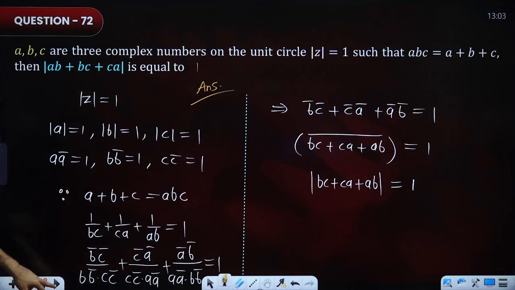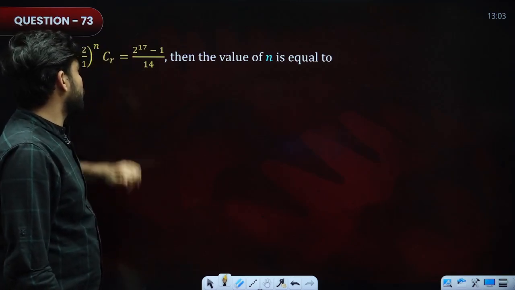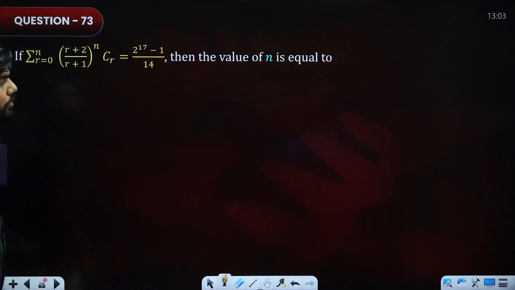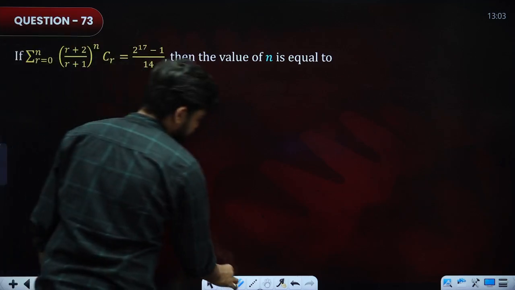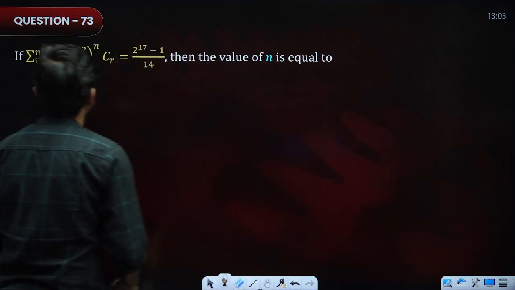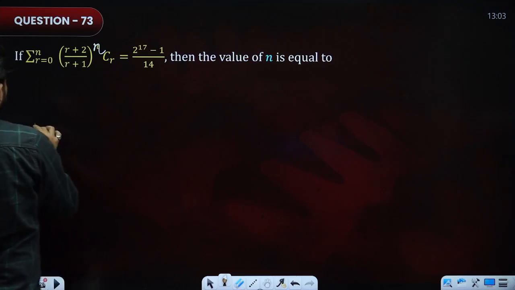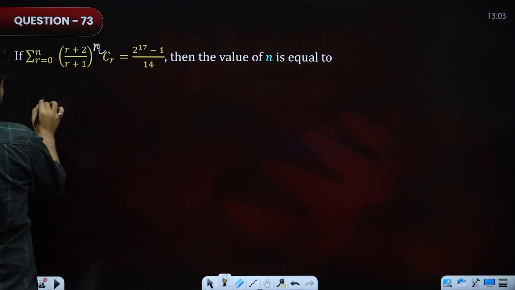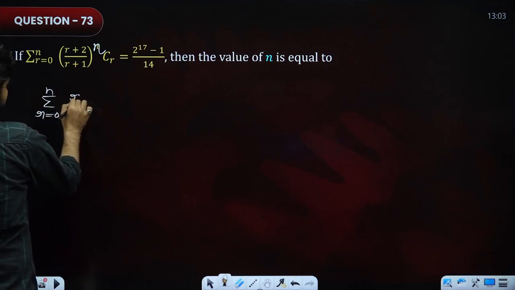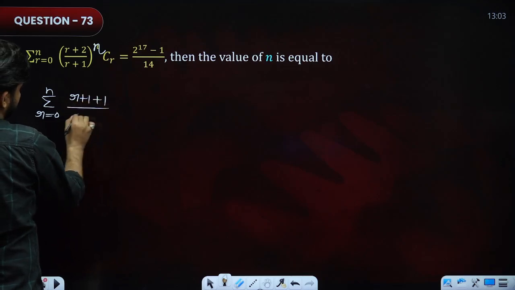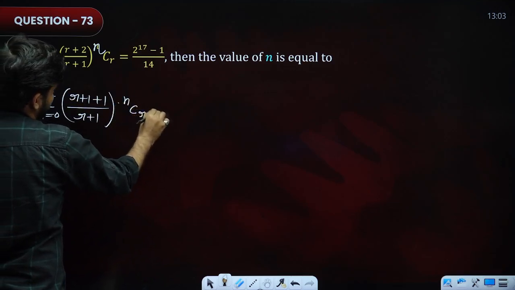In the next question we have the summation of this term equals (2 raised to 17 minus 1) upon 14. We have to find the value of n. Okay, so try to simplify it first of all. Here we have nCr times (r plus 1) upon r times (r plus 2) upon (r plus 1). So we can write (r plus 1) upon (r plus 1) into nCr.